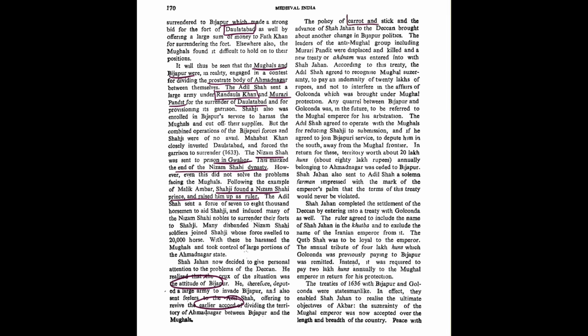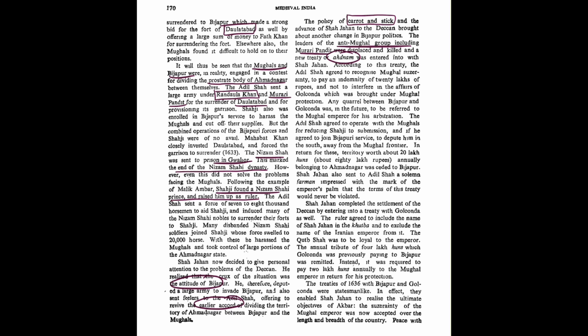This policy was also used by the East India Company and the Britishers over India. The policy of carrot and stick and the advance of Shah Jahan to the Deccan brought about another change in Bijapur politics. The leaders of the anti-Mughal group, including Murari Pandit, were displaced and killed, and a new treaty of Ahdnam was entered into with Shah Jahan.